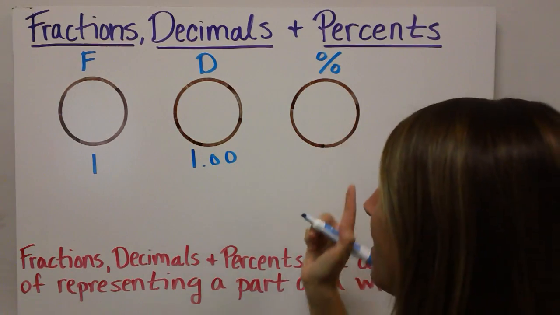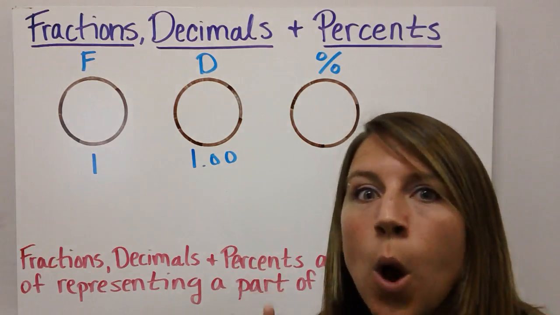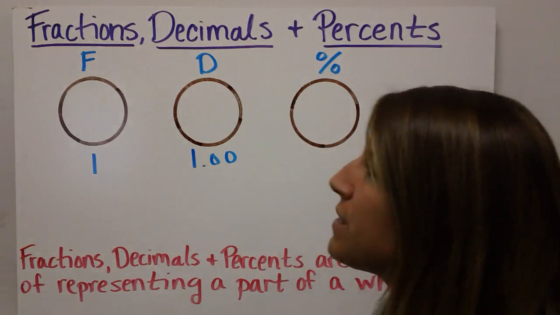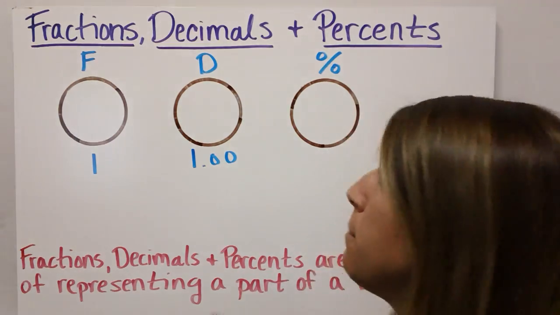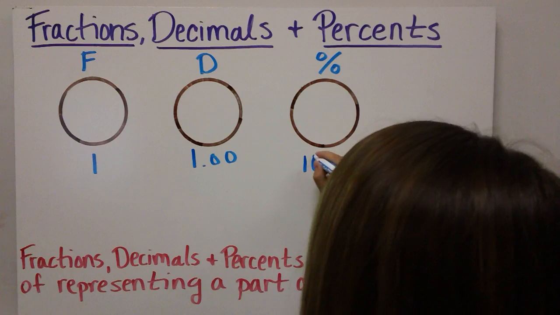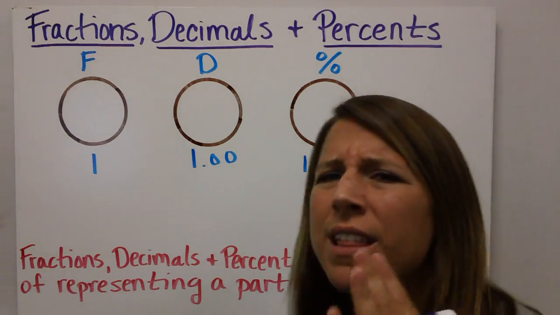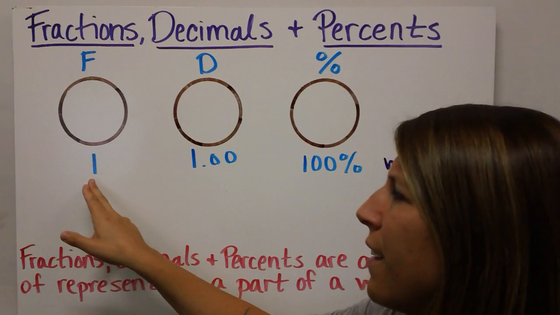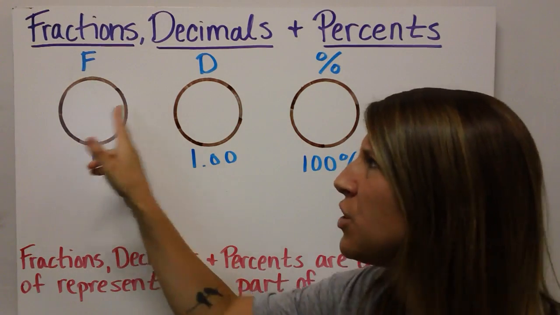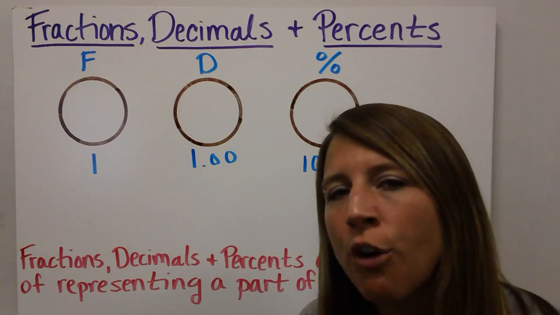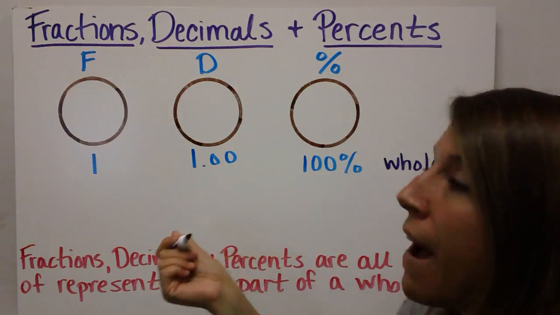As a percent, though, what makes a percent different is if you have one whole, a percent is not 1%, it's 100%. So that's how we represent the whole as a percent. And I want you to think about, how do we get from 1 to 100? And each of them are talking about the same amount of a whole. So that's very interesting.